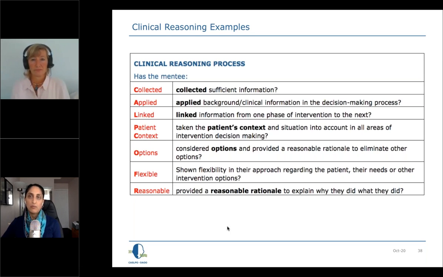We feel that this was an example of clinical reasoning that was meeting the standard. Maybe you can talk a bit about what types of processes were demonstrated there in that example. So absolutely, they'd collected some background information and they were applying that background information to the assessment choices, making a link from one part of intervention to the next, taking into consideration the patient's context.